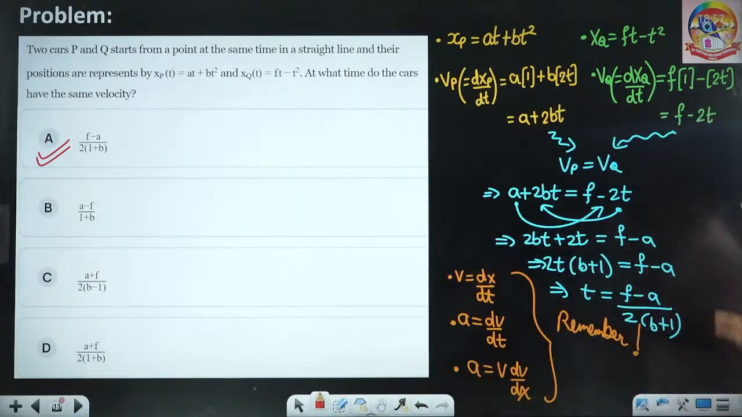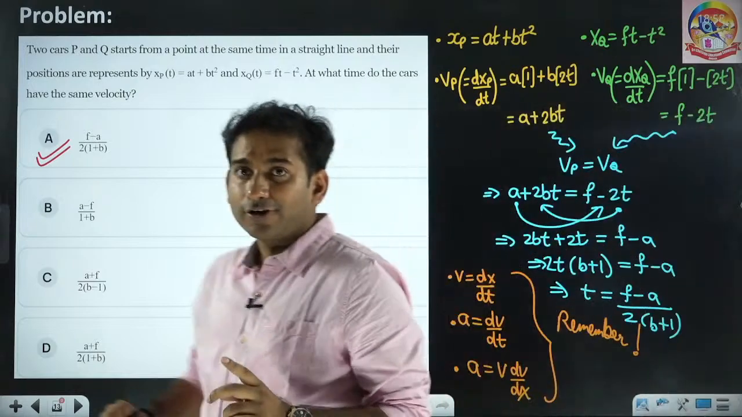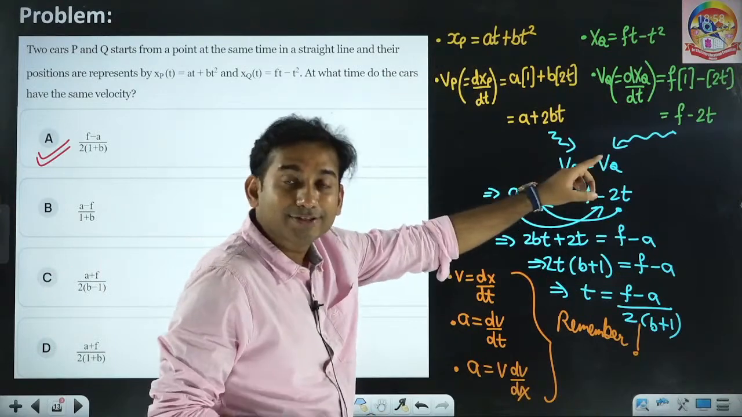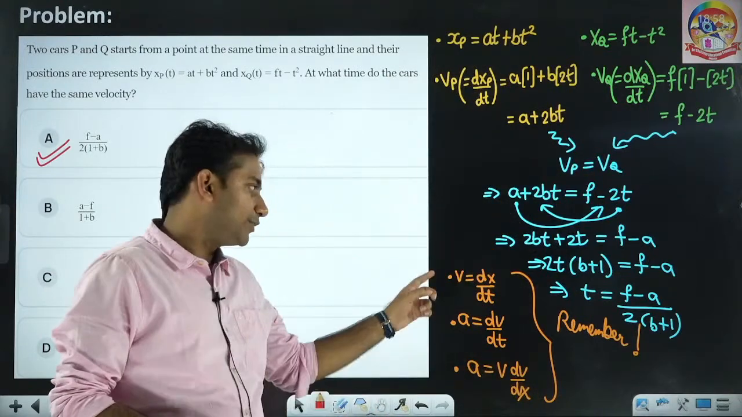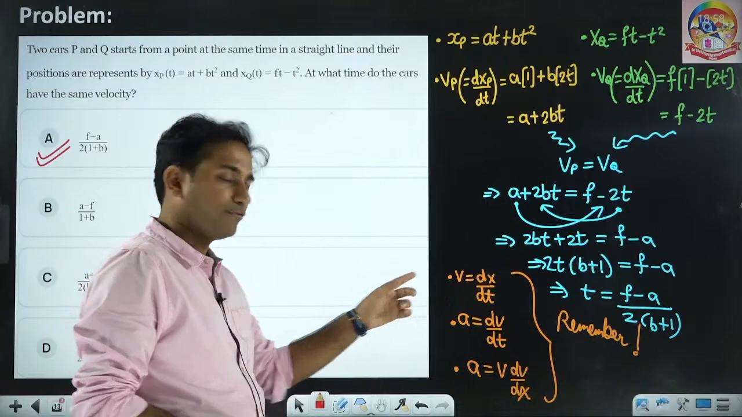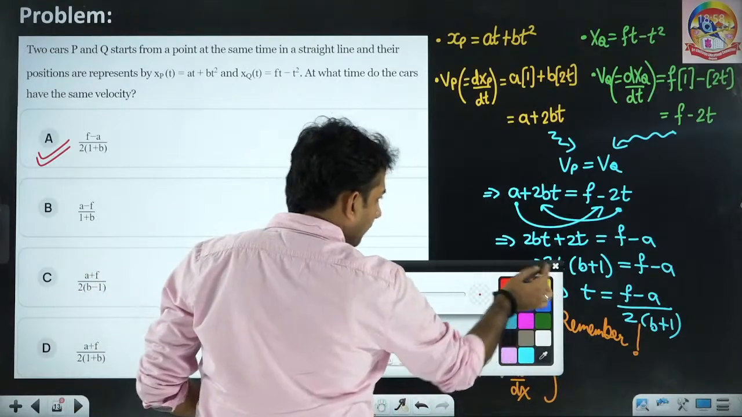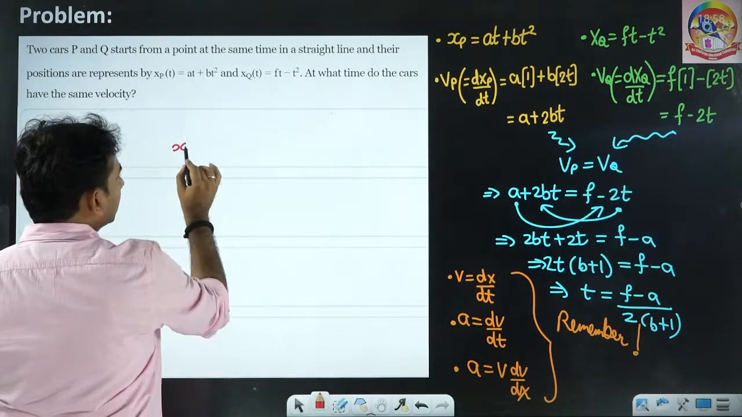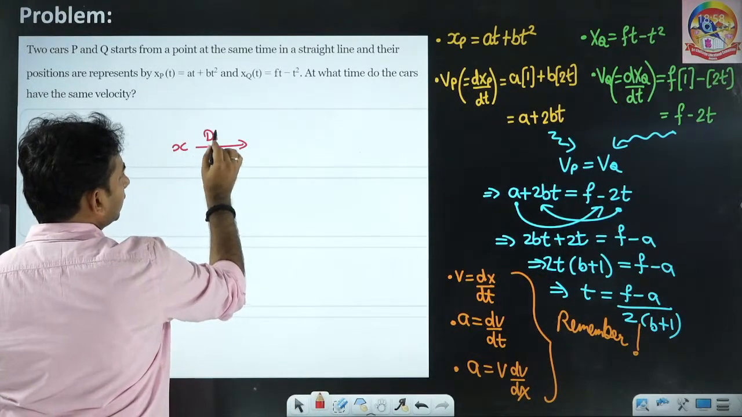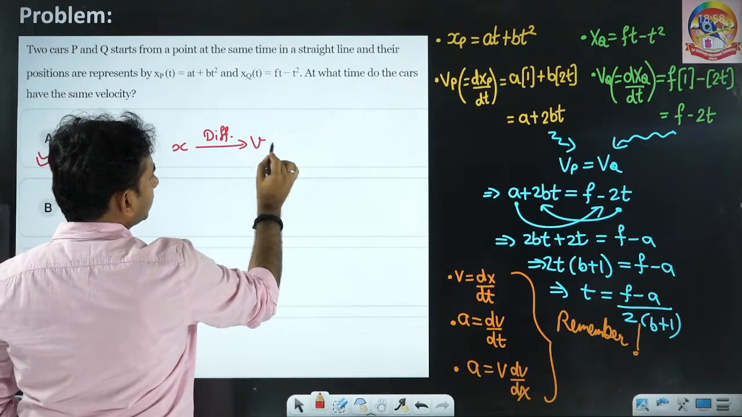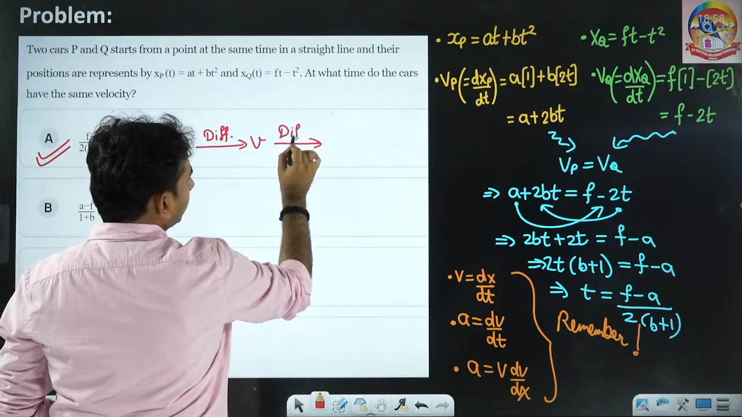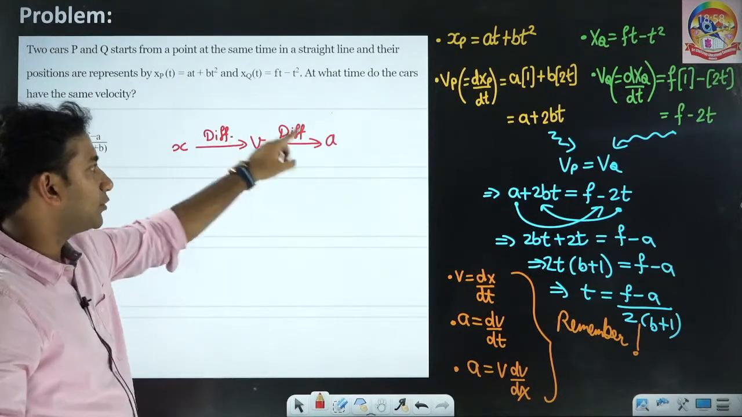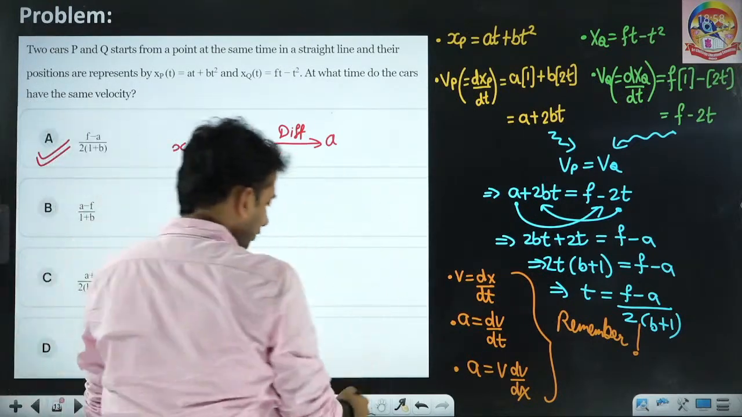Understood? So what we have learnt is, first of all, they are giving you the positions, talking about the velocity. If you differentiate the position one time, you will get the velocity. Remember what I told you? If that's the position, differentiate it one time, you will get velocity. You differentiate it another time, you will get acceleration. Position to velocity, velocity to acceleration, differentiation.